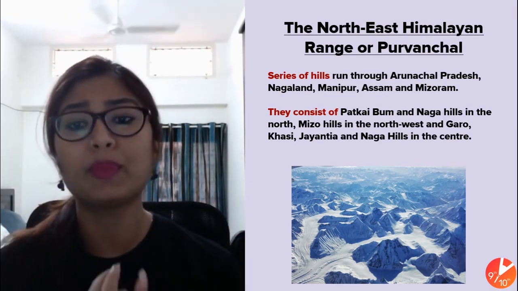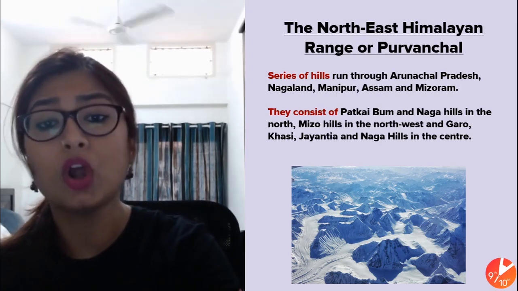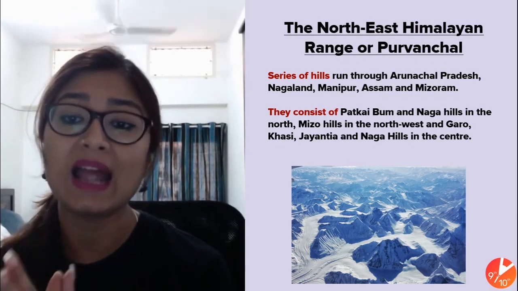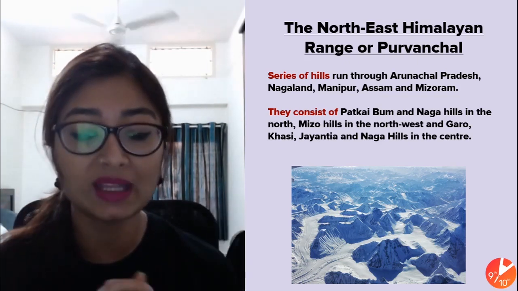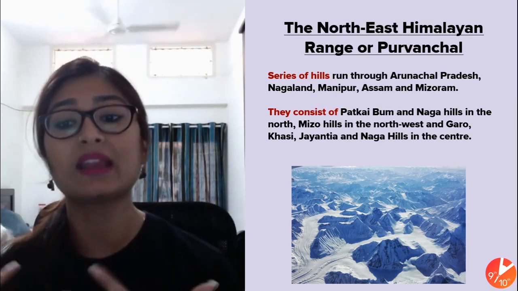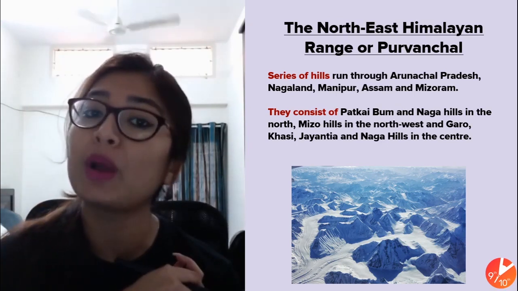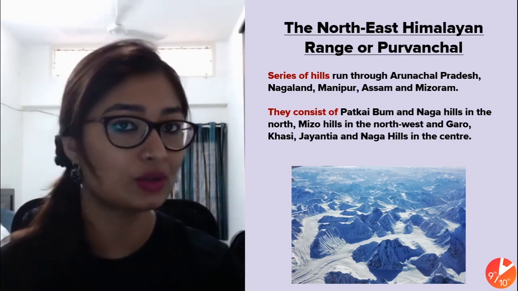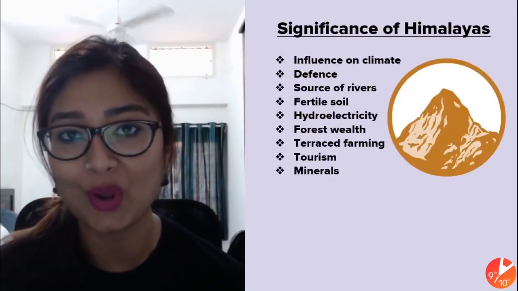They consist of Patkai Bum, Naga Hills in the north, Mizo Hills in the northwest, and Garo, Khasi, Jaintia and Naga Hills in the center. Now these were something we were also supposed to learn in the topography sheets. However, hills like Garo and Khasi have now been removed from our syllabus. If you don't know about this, I have already done a video on that. You are supposed to quickly go back and watch it.